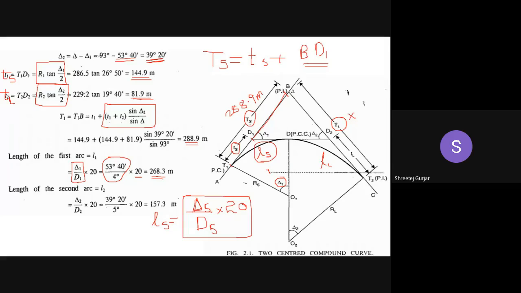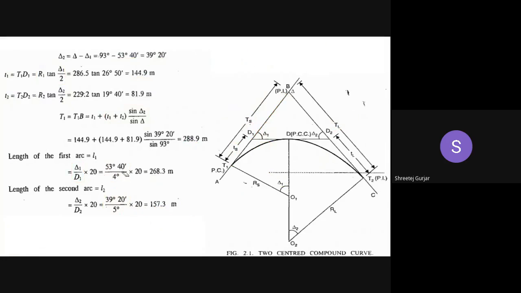Similarly, you can calculate length of the longer curve. You have to use delta L and DL. Delta L is 39 degrees. DL is given as 5 degrees. Multiply that by the per chain length. So we'll get LL, that is length of the longer curve. Okay, so now everything that we require is calculated, and now we have to just calculate the chainages. The last thing that we are left with is to calculate the chainages.